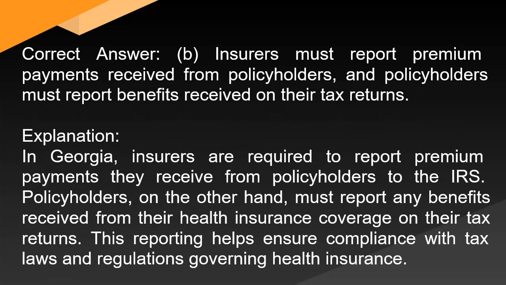Correct answer. B. Insurers must report premium payments received from policyholders, and policyholders must report benefits received on their tax returns. Explanation. In Georgia, insurers are required to report premium payments they receive from policyholders to the IRS. Policyholders, on the other hand, must report any benefits received from their health insurance coverage on their tax returns. This reporting helps ensure compliance with tax laws and regulations governing health insurance.